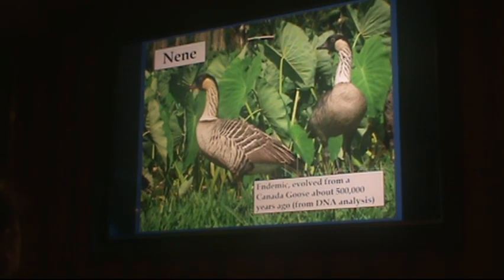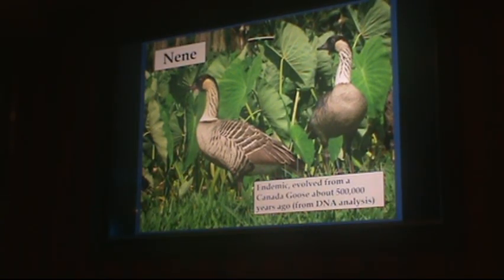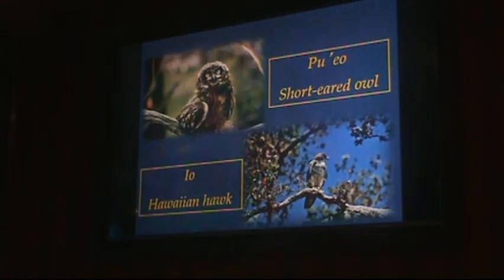They evolved from the Canada goose. And now, how on earth did a Canada goose get on the islands of Hawaii? They had to have been blown in. They had to have been blown off course during their migration. But they ended up here. They found a home, and then they eventually evolved. The nene is essentially a flightless goose.